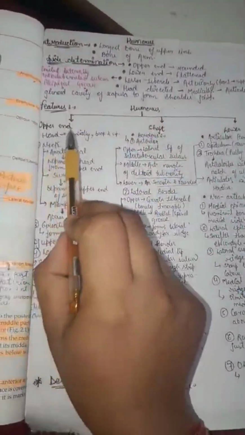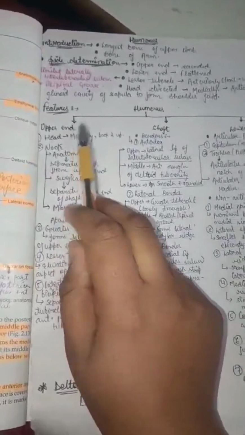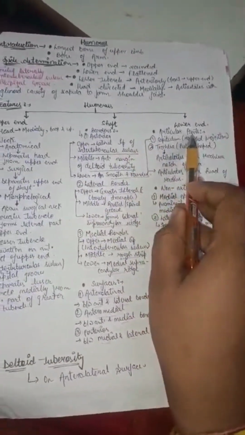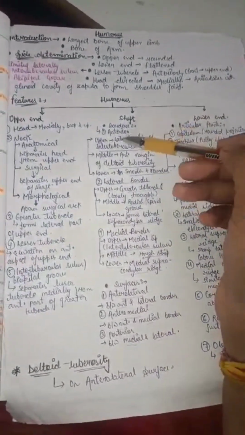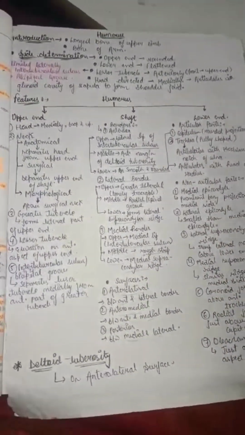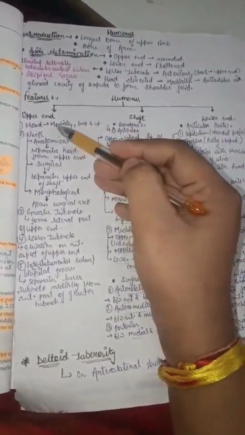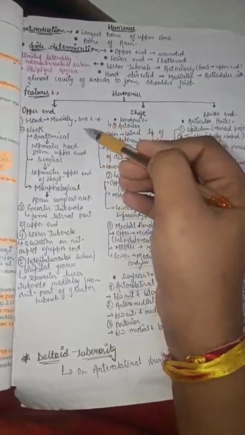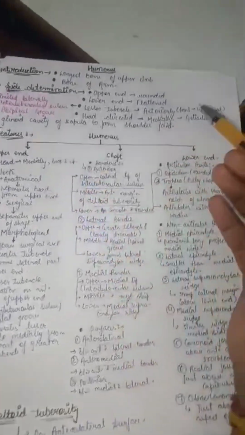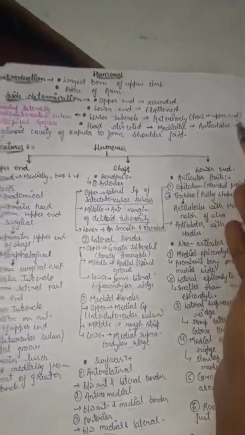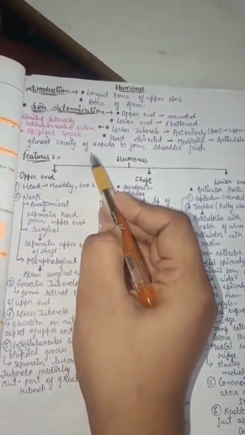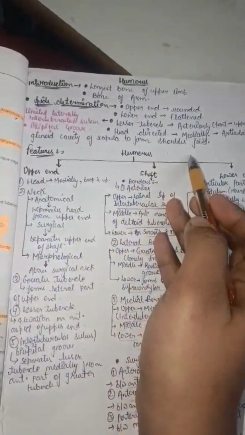Humerus consists of three parts. The first one is upper end. Then we have shaft and the lower end. Now we will study upper end, shaft and lower end in detail. In upper end, firstly we have head. Head is directed medially, backwards and upwards. It articulates with the glenoid cavity of scapula to form the shoulder joint.